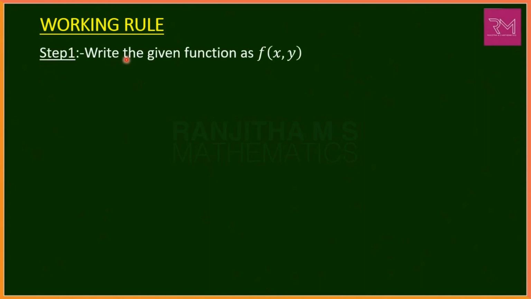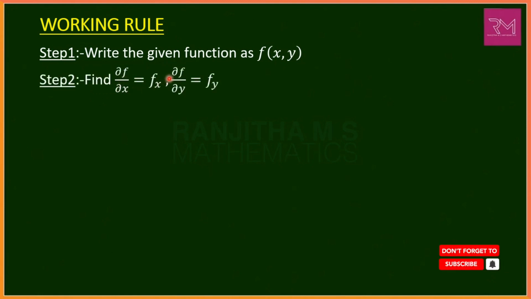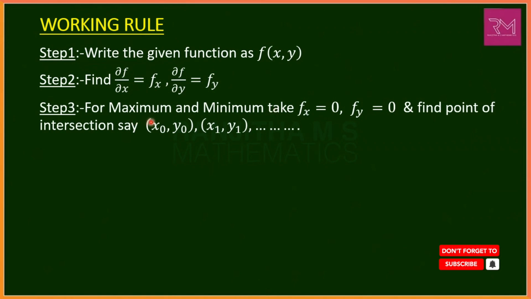Next, we shall see the working procedure to find the minimum and maximum value. To find the minimum or maximum value, the first step is to write the given function as f(x, y). Since we are studying how to find the maximum or minimum value for a function of two variables, we consider the given function as f(x, y). In the second step, we find the partial derivatives, that is, del f by del x and del f by del y. In the next step, after obtaining the partial derivatives, we equate these two partial derivatives to 0 and find the point of intersection.